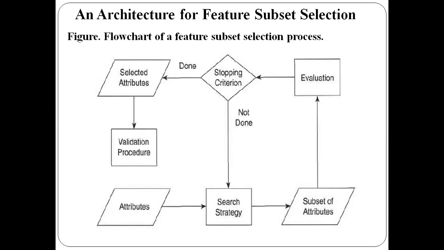So this is about the architecture of feature subset selection. I hope everyone understood the four steps involved here. One is the search strategy, the second is the evaluation, the third is the stopping criteria, and the fourth is the subset of features which will be evaluated. So this is about the fourth pre-processing technique.